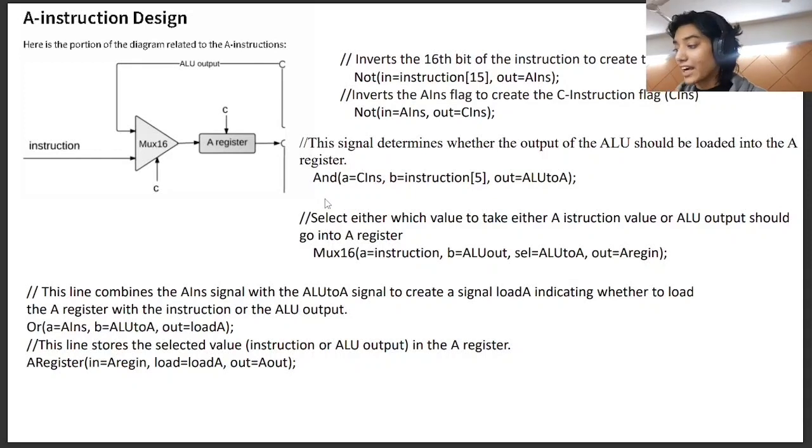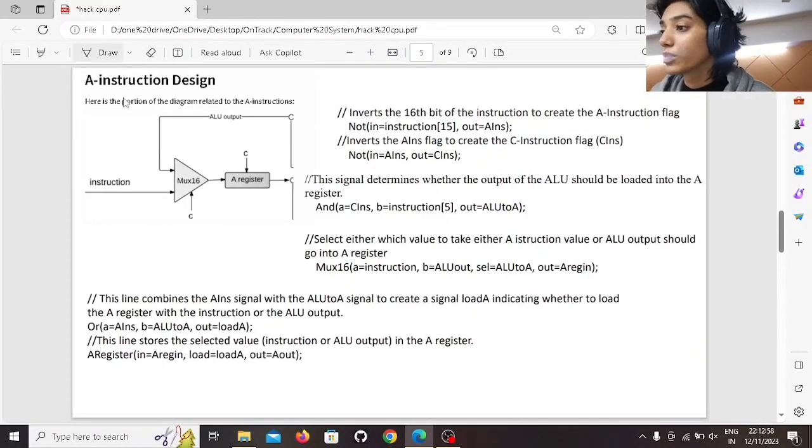Now we have an AND gate. What does this do? It decides whether the output from the ALU should be loaded into the A register. After that, it also serves as the selection pin for the mux. Now, if we look closely into the diagram, I would like to draw something on it.